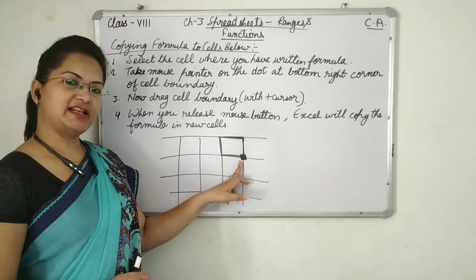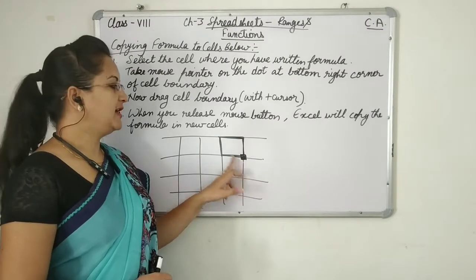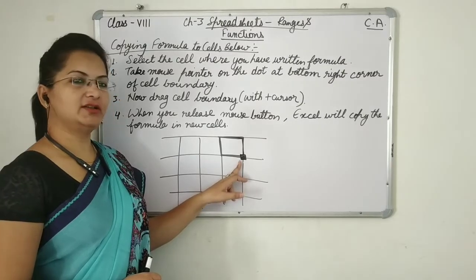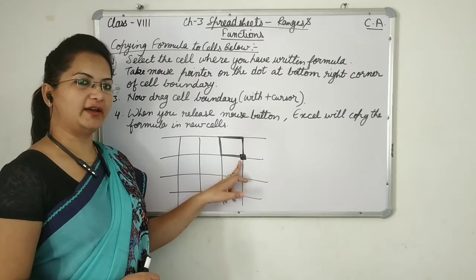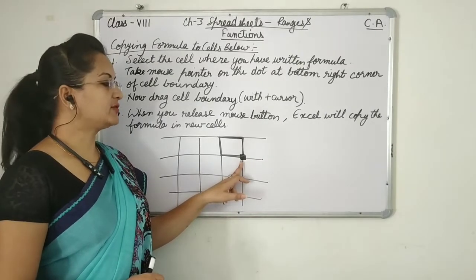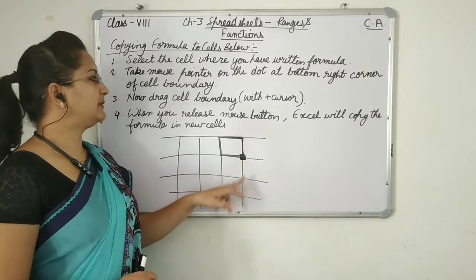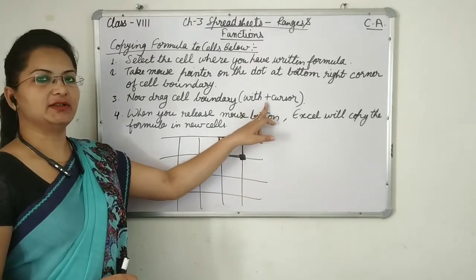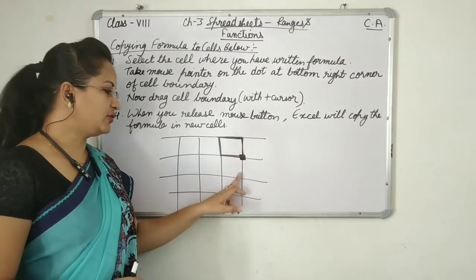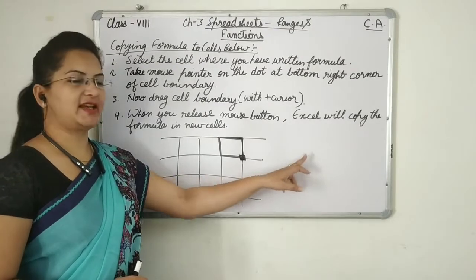This is the selected cell, that means active cell, or we can also call it current cell. This is the cell boundary, and at the bottom right this dot is a black filled square. This dot is known as fill handle. We have to bring our mouse pointer over here, and the mouse pointer will be converted to the plus symbol. Got it? When it converts to the plus symbol, then we have to drag it downwards or this side.